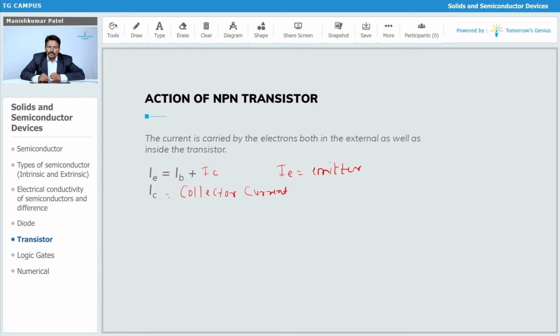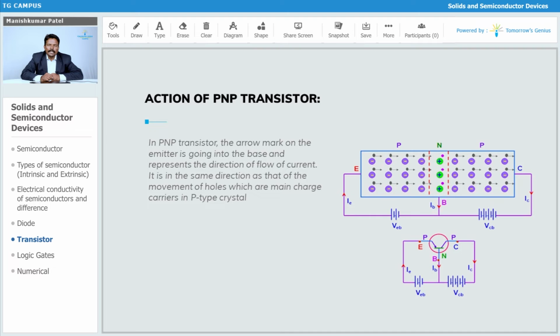The base current is very less. So IE is approximately equal to IC, with only a slight difference between them. This is again a PNP transistor, which is exactly opposite that of your NPN.